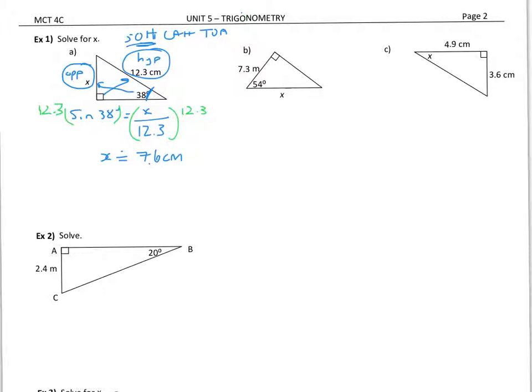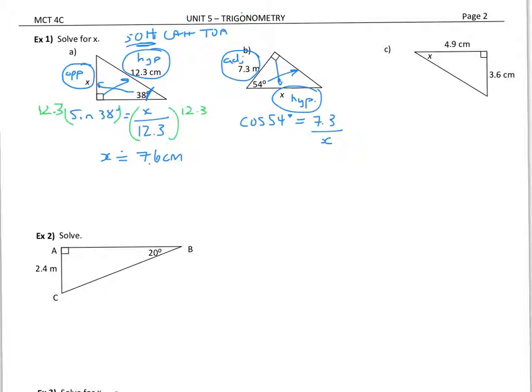Looking at the next one, we are trying to find the hypotenuse in this case. So it's either going to be SO or CA, and based on that 54 degrees, this would be opposite. That means the 7.3 that we have is adjacent. So it is the cos: the cos of 54 degrees is going to equal adjacent, which is 7.3, over hypotenuse, which is the x.